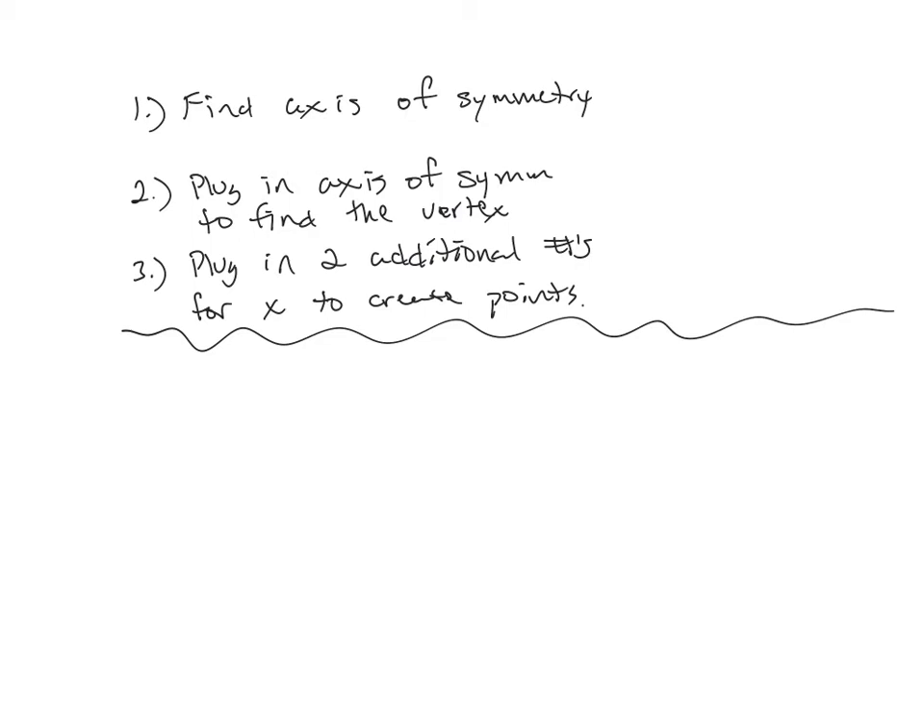So remember, it could be f of x, it could be y, but let's graph like 2x squared. Okay, so find the axis of symmetry. How do I do that? There's a little formula called x equals negative b over 2a.